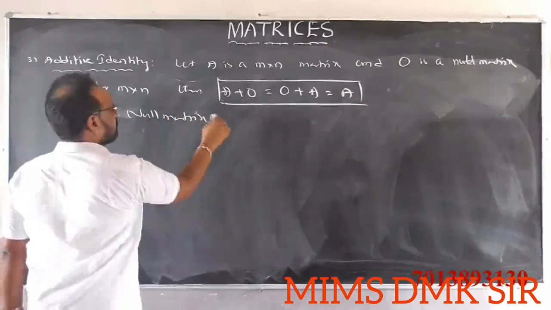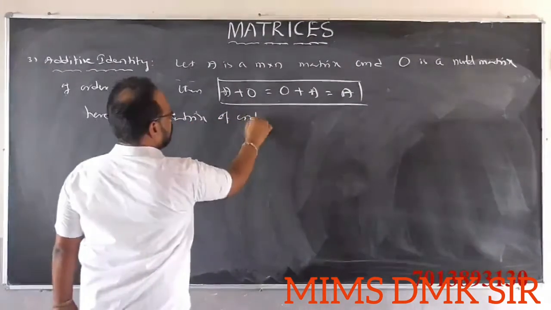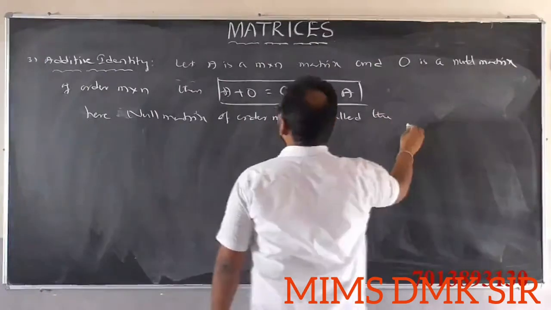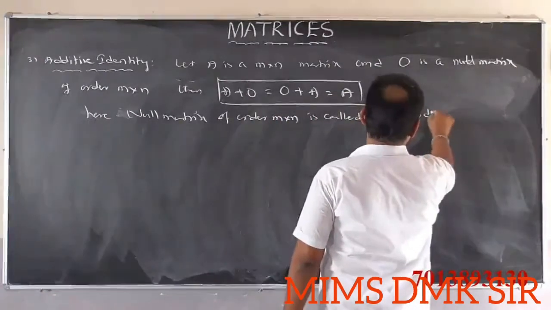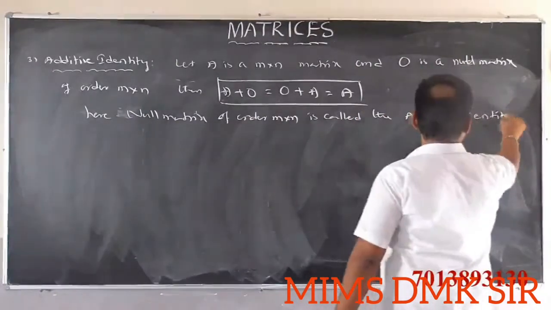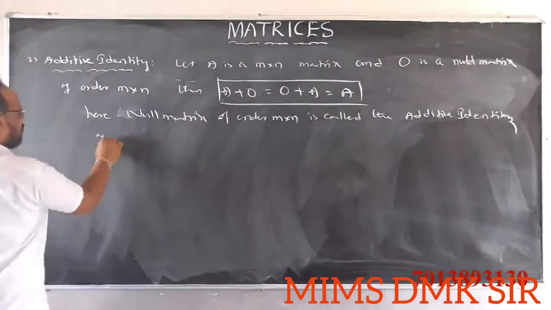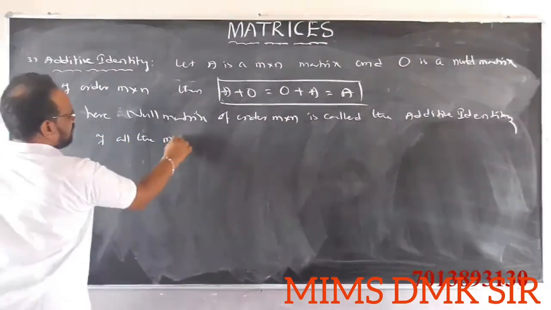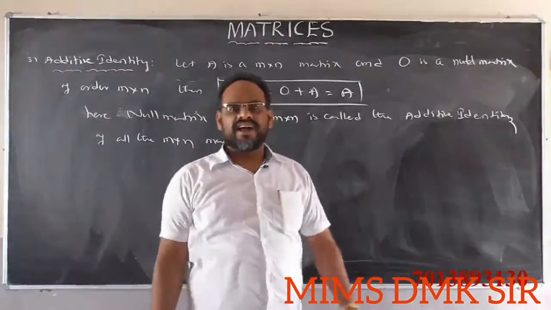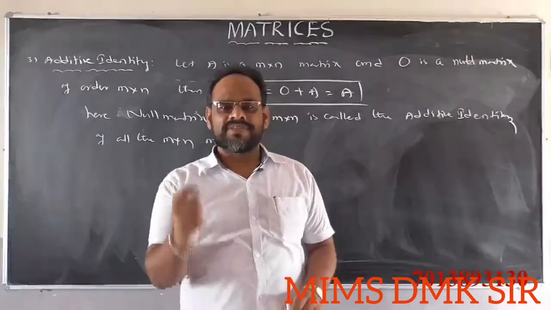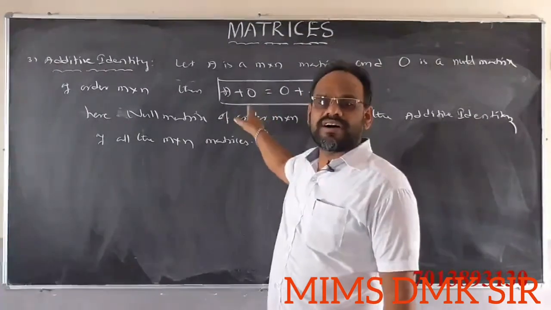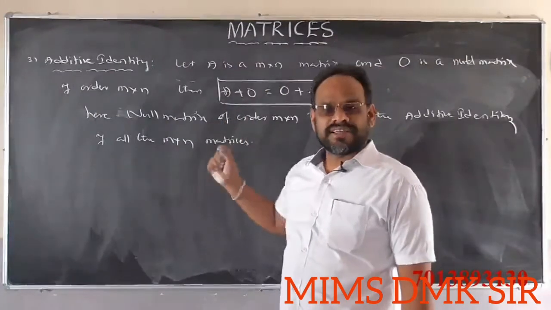A null matrix of order m by n is called the identity of all the m by n matrices. That means matrices have an additive identity. That means A plus 0 is equal to 0 plus A is equal to A. Here 0 is clearly the null matrix of order m by n. So here 0 is called the additive identity of all the m by n matrices.